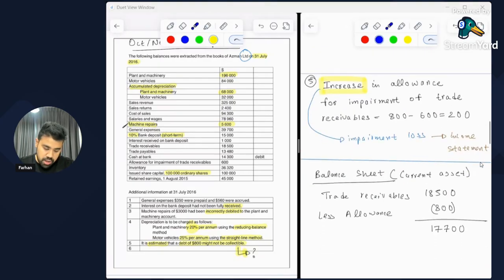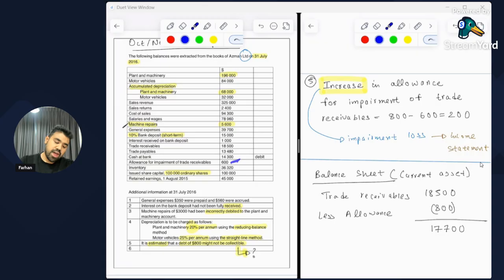Okay. It is estimated that a debt of $800 might not be collectible. All right? Might not be collectible. Okay. So you can check the allowance for impairment of trade receivables in the table that we were given, and you would say it's $600. Okay.